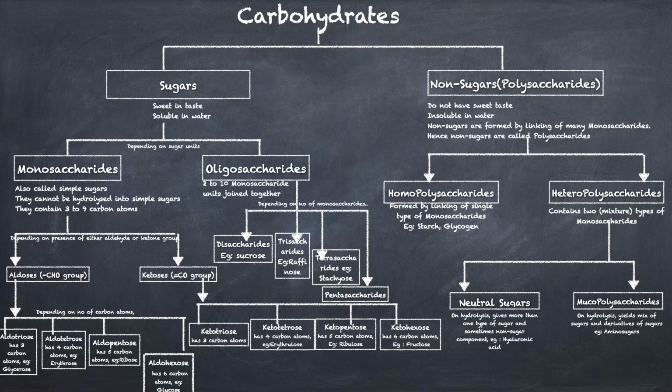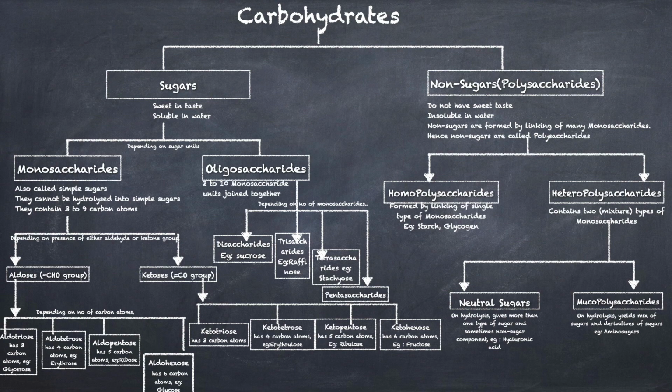Aldoses again are divided based upon the number of carbon atoms into aldotriose, which has 3 carbon atoms. Example is glycerose. And the next one is aldotetrose, which has 4 carbon atoms. Example is erythrose. Aldopentose, which has 5 carbon atoms. Example is ribose. Aldohexose, which has 6 carbon atoms.